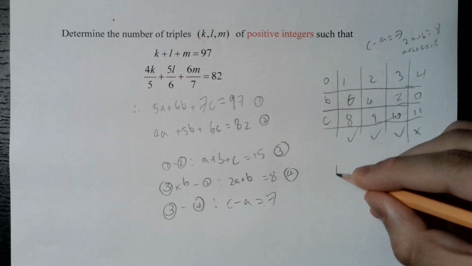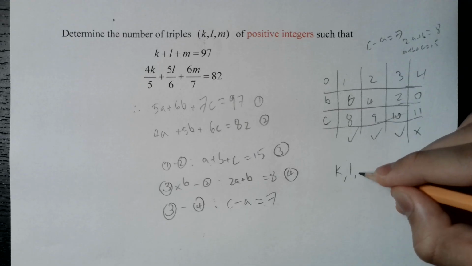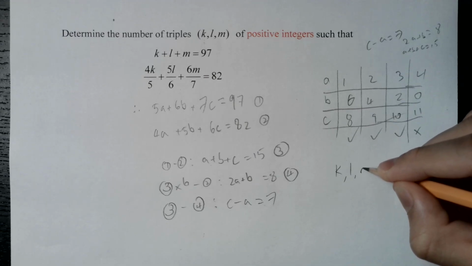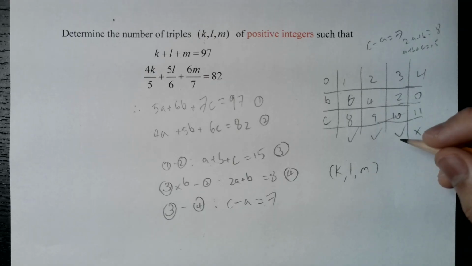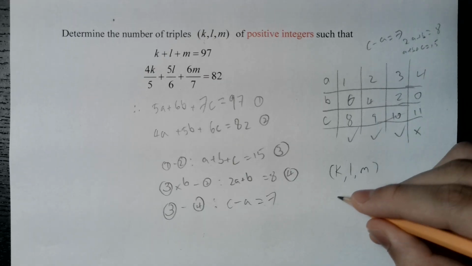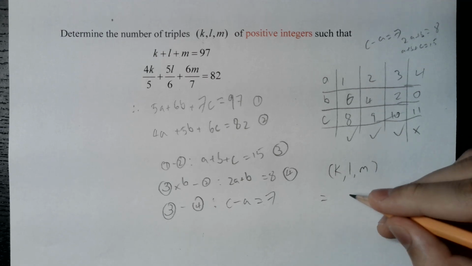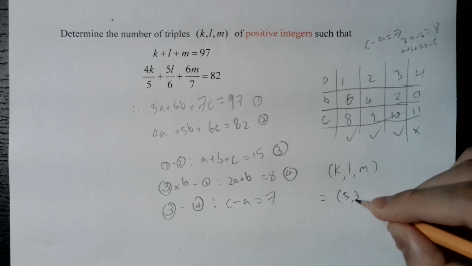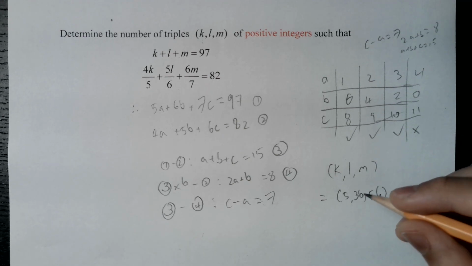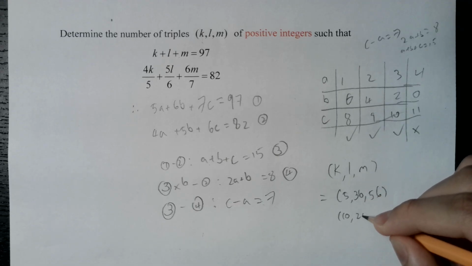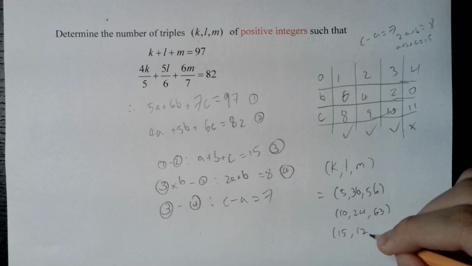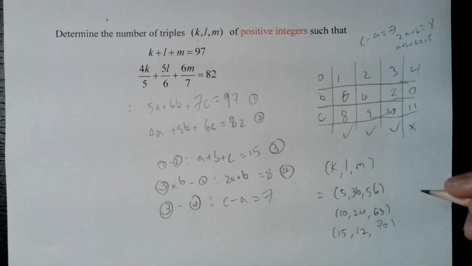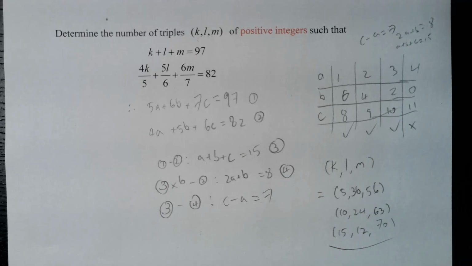This means that k, l, m, we're going to plug in the fact that k is equal to 5a, l is equal to 6b, and m is equal to 7c, as I said before. We get these three triplets: 5, 36, and 56; 10, 24, and 63; and 15, 12, and 70. So these are our three triplets, and that's the answer to this question.